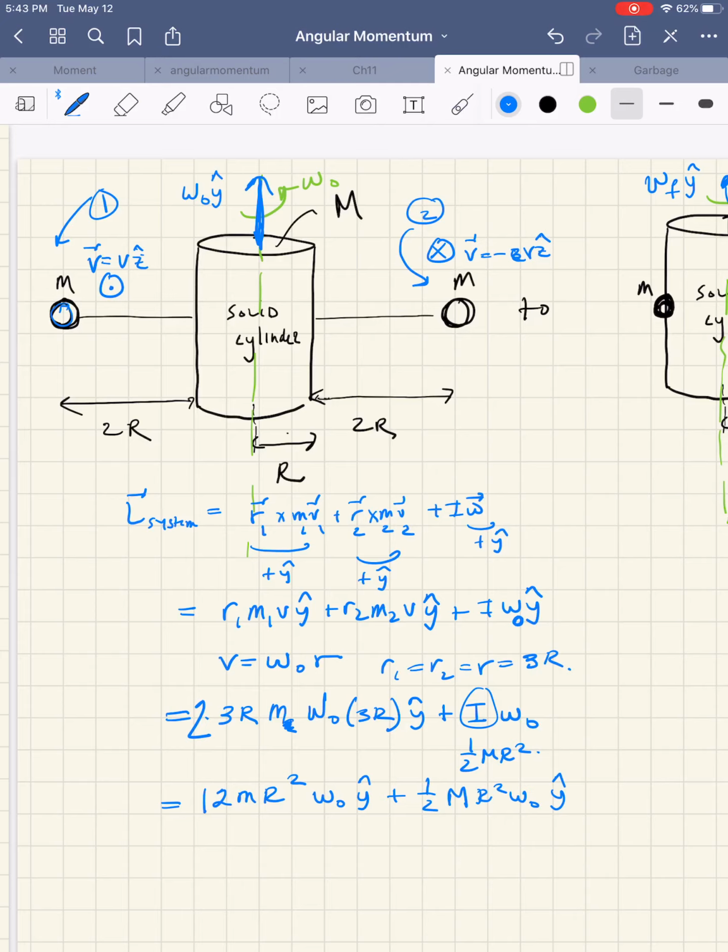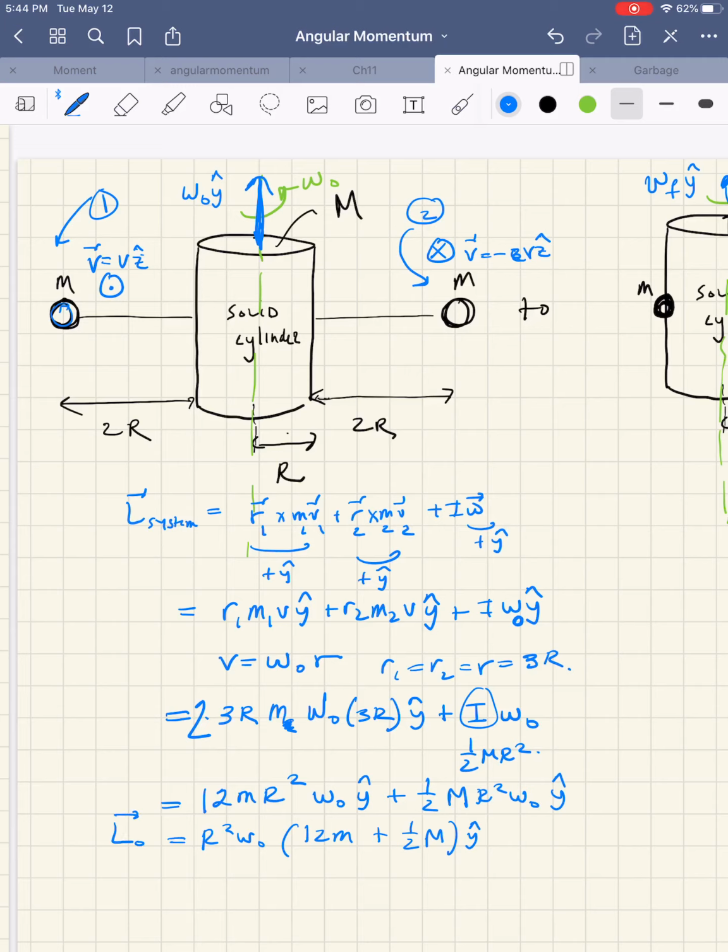And so I can simplify this a little bit more. I can pull out, let's see, an r squared and omega naught. And that is the initial angular momentum of the system.